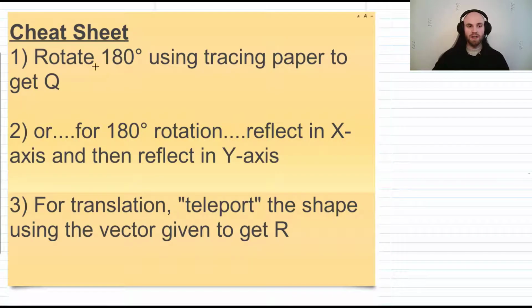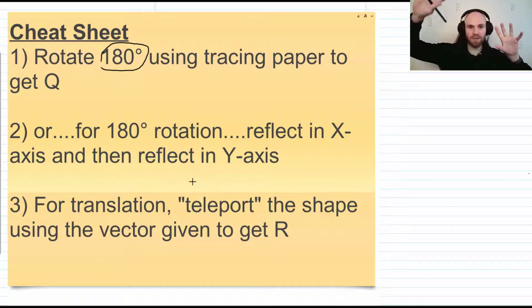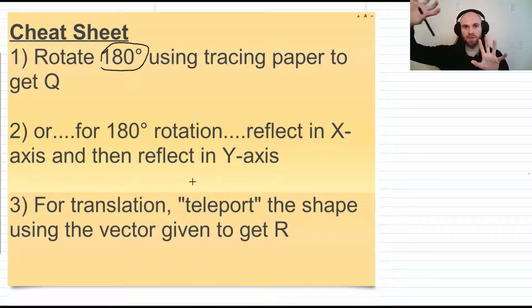So if we go to the cheat sheet, well, if we are rotating, we really should be using tracing paper for this to get to Q. Or it only works if it's 180 degrees. If it's a 180 degree rotation, we could reflect in the x-axis and then reflect in the y-axis. Now we'll show you this in the example. And for translation, I like to think of it as kind of like teleporting the shape. It stays exactly the same, but we just move it. We teleport it to another area of the graph using the vector given.